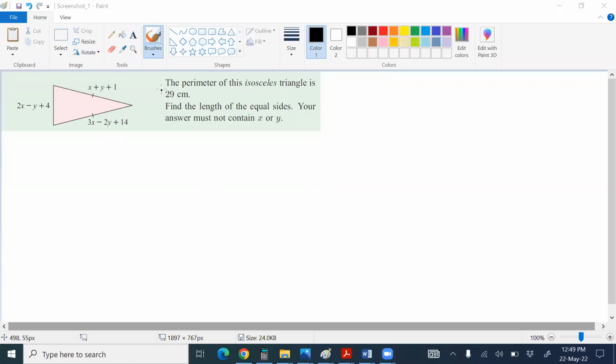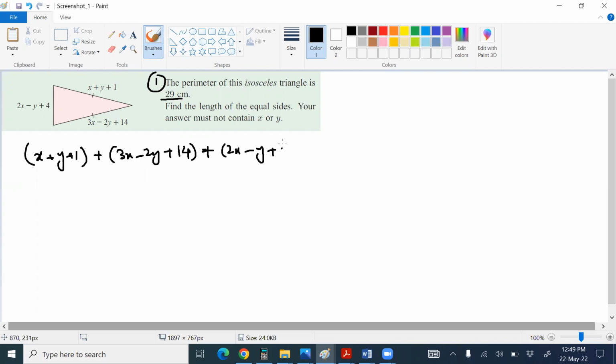So in this question, the first information is the perimeter of the isosceles triangle is 29. What do you mean by perimeter? Perimeter means sum of all the sides. So x plus y plus 1 is one side, and x minus 2y plus 14 is the other side, and the third side is 2x minus y plus 4. All of these three sides would add up to 29.